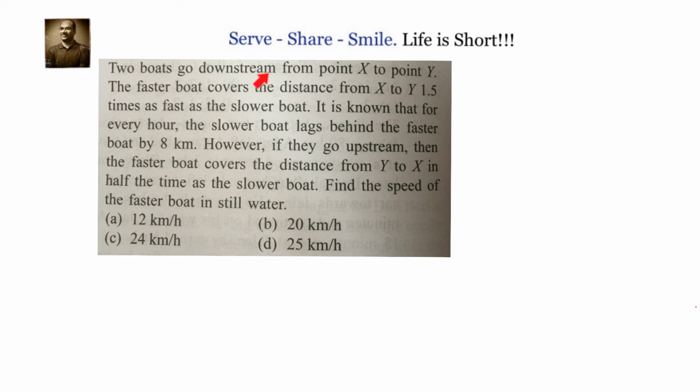Two boats go downstream from point X to point Y. The faster boat covers the distance from X to Y 1.5 times as fast as the slower boat. It is known that for every hour, the slower boat lags behind the faster boat by 8 km.